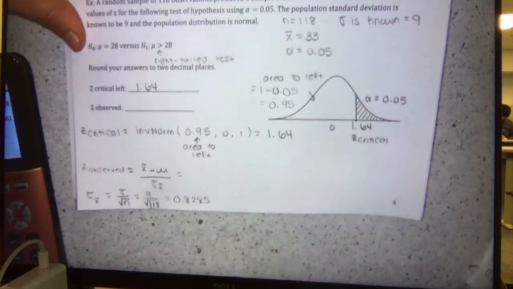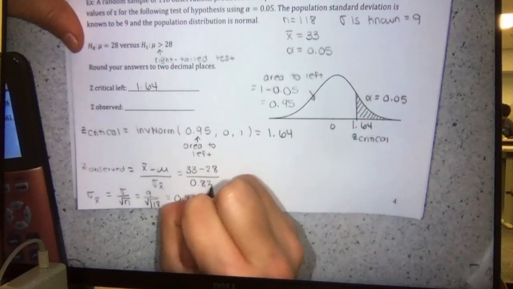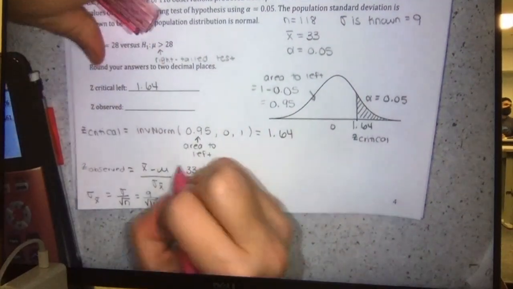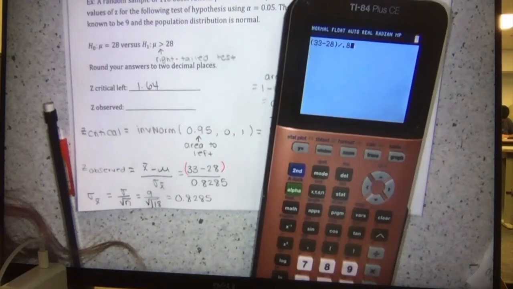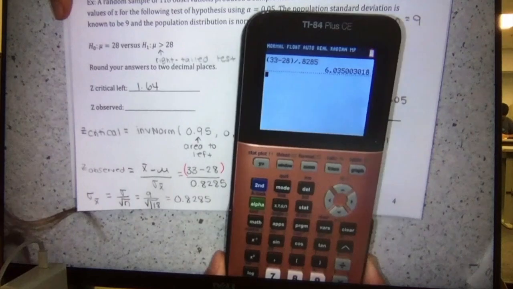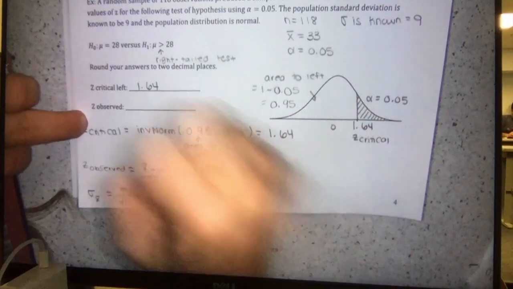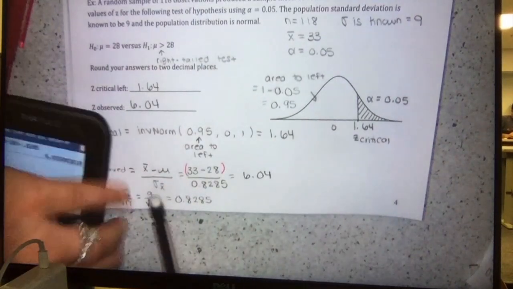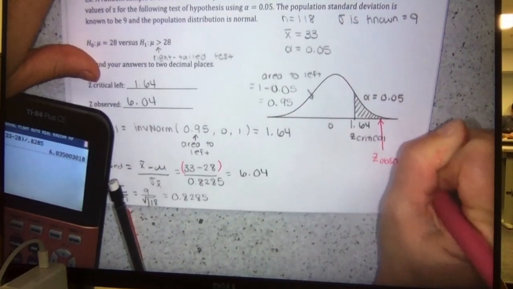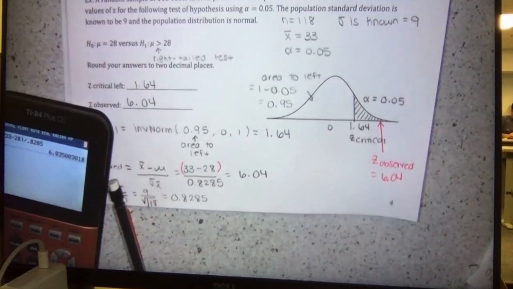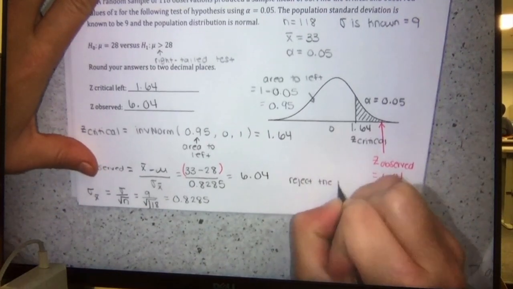So 0.8285. Now plugging everything in, x bar is 33 minus our mu, which they gave us in our hypotheses, 28, over that sampling standard deviation we just found, 0.8285. Make sure again that you put the top in parentheses. So we get 33 minus 28 all over 0.8285, which will give us 6.035, which will round up to 6.04. And that's our z observed. So our z observed is way over here, in the shaded region, the rejection region, so we are going to reject the null hypothesis. And that's our answer, reject the null hypothesis.